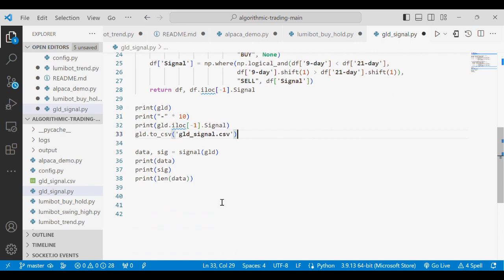Then we have called the signal function. How have we called the signal function? We have just called the signal function with the previously processed data, that is with the GLD. Then we have printed the processed data and the last signal that was generated. Then the length of the data was printed. Let me show you how it works.